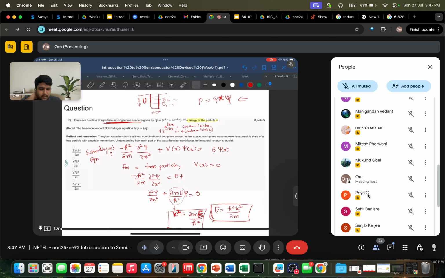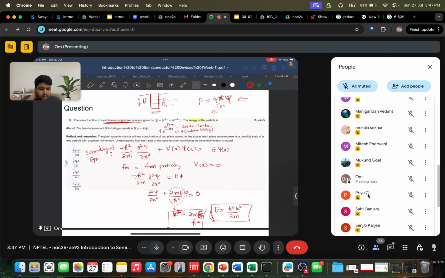Let's say it is e to the power i kx dot e to the power minus i kx. This is the conjugate, and this will be a real number. Here it will be e to the power 0, which is 1. When you multiply a complex number by its conjugate, you will get a real number.